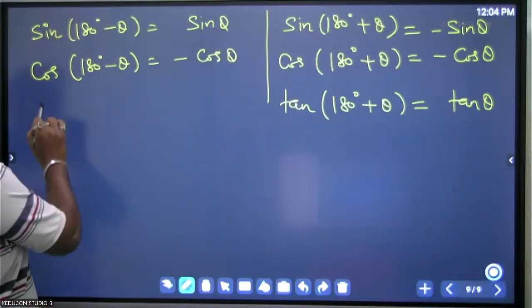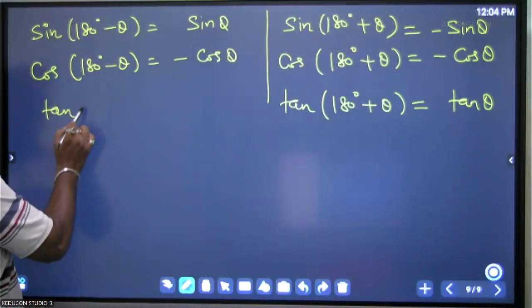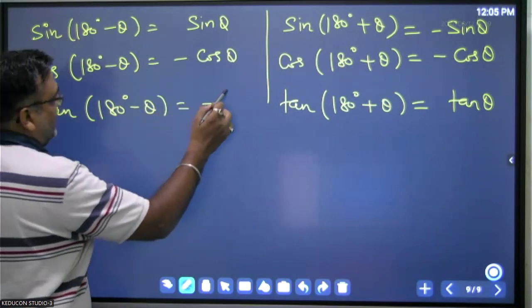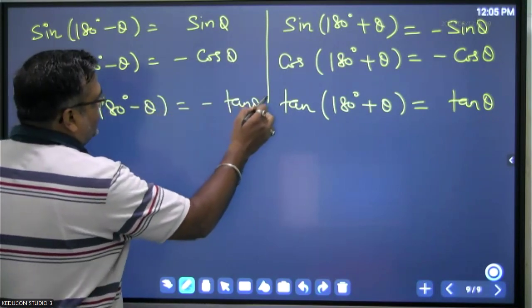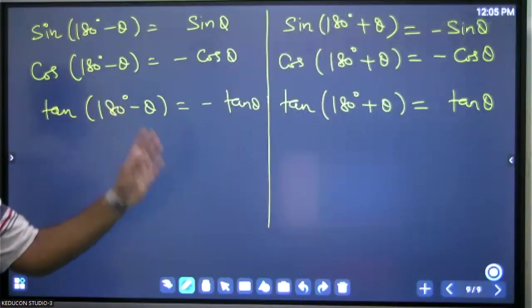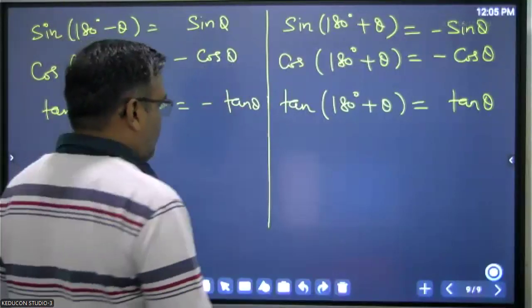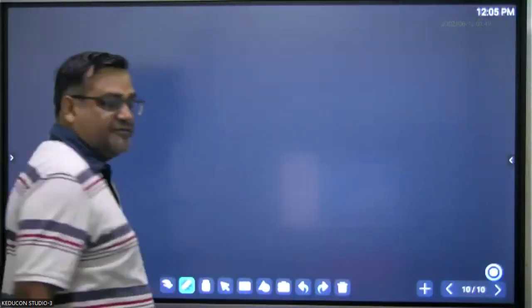And here if we have tan of 180 minus theta, so it will be minus tan theta. So you can complete the remaining one, right? So you can do the remaining one for 180 minus theta and 180 plus theta.